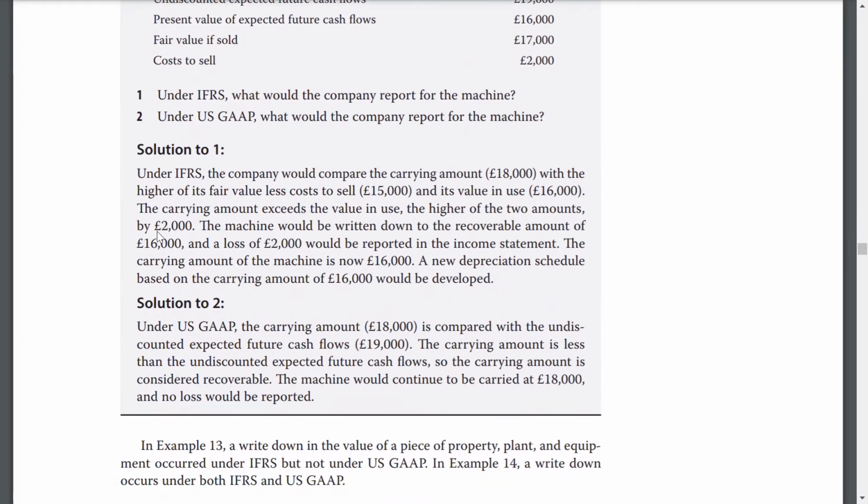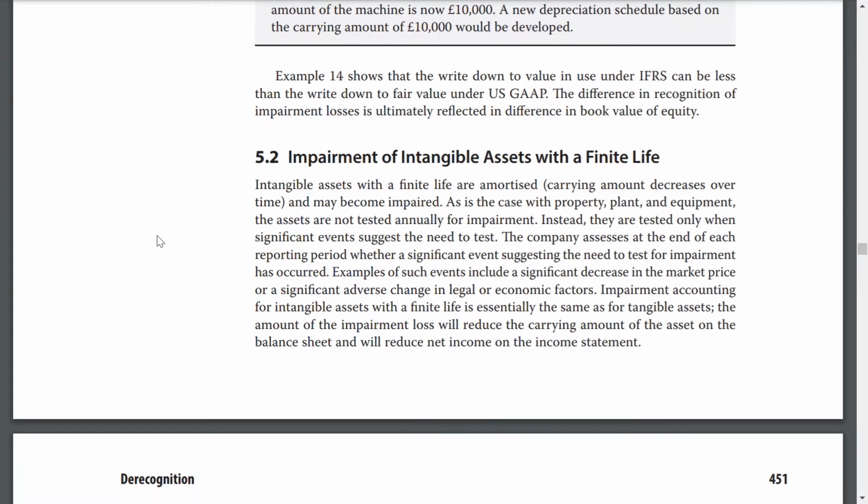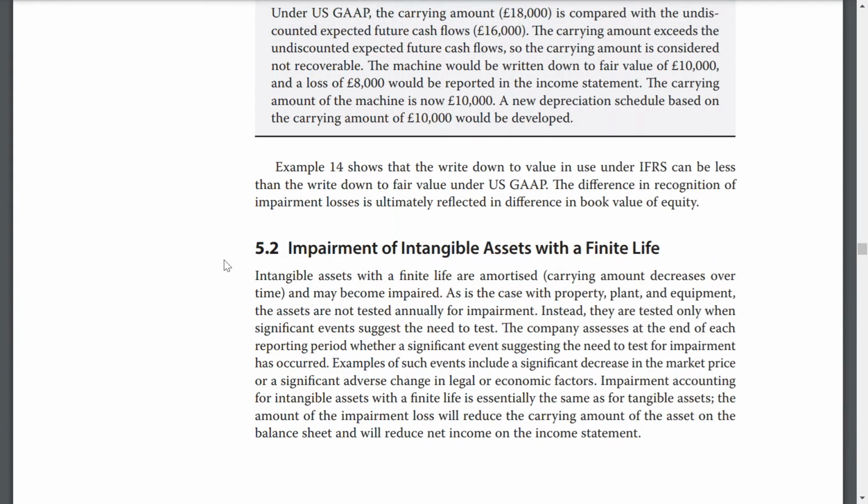In Example 13, a write-down in the value of a piece of property, plant, and equipment occurred under IFRS but not under US GAAP. In Example 14, a write-down occurred under both IFRS and US GAAP. Example 14 shows that the write-down to value used under IFRS can be less than the write-down to fair value under US GAAP. The difference in recognition of impairment losses is ultimately reflected in differences in the book value of equity.